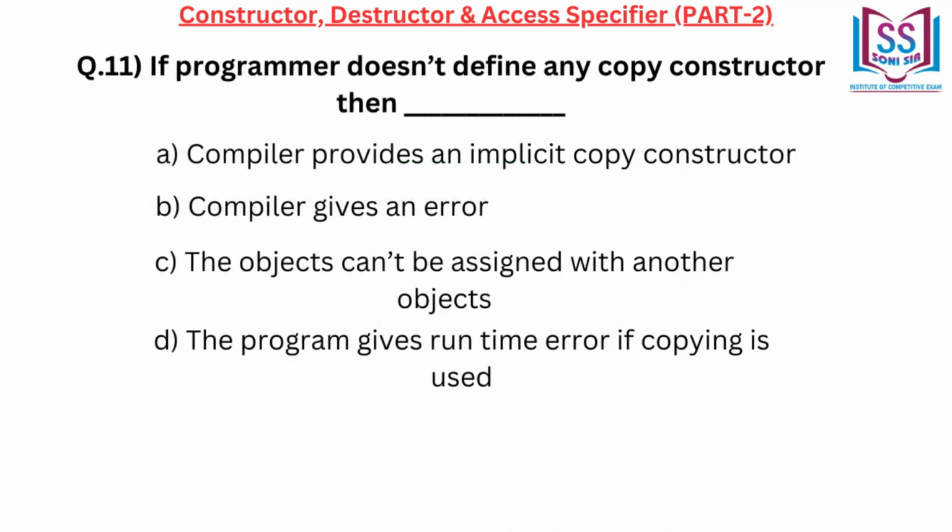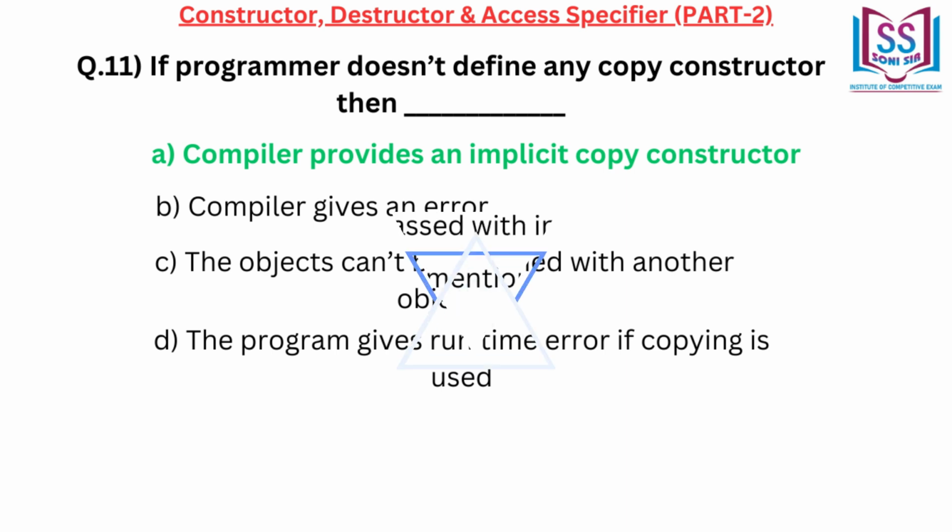If programmer doesn't define any copy constructor then dash. A. Compiler provides an implicit copy constructor. B. Compiler gives an error. C. The objects can't be assigned with another objects. D. The program gives runtime error if copying is used. Correct answer A. Compiler provides an implicit copy constructor.